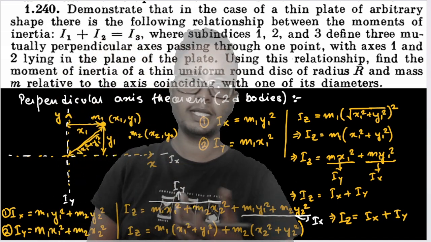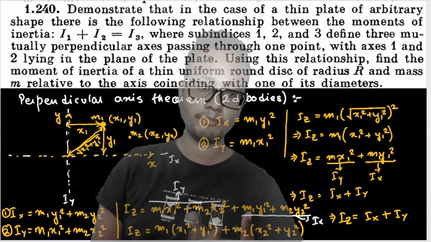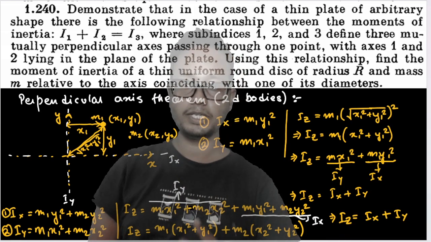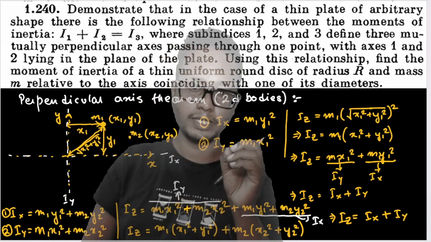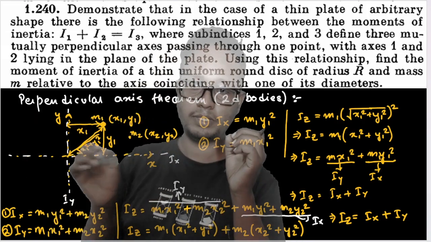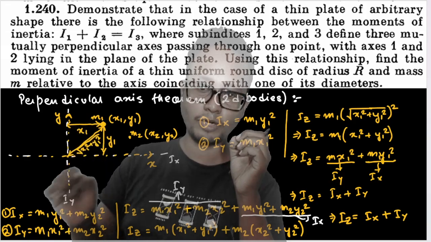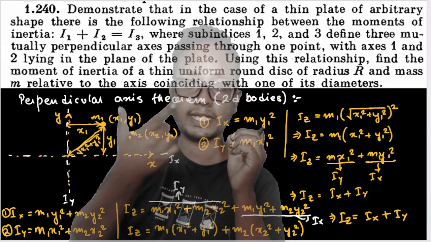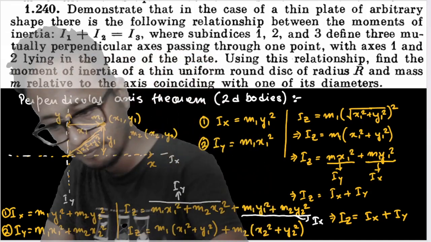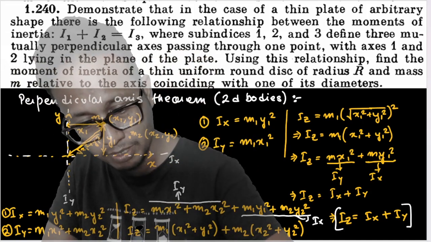If you take the third particle, the same thing can be done out here, and the same theorem would be valid. So this perpendicular axis theorem is valid for all 2D bodies, be it discrete 2D bodies or continuous 2D bodies. As long as the body is two-dimensional, the perpendicular axis theorem is applicable. So this was our question number 240.